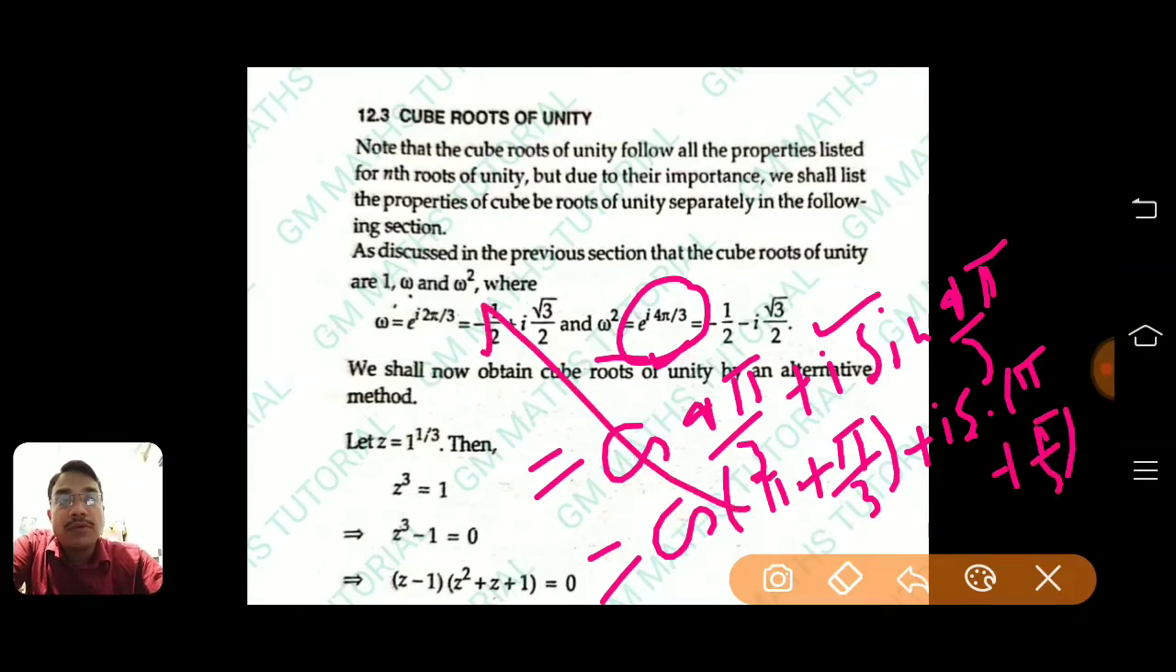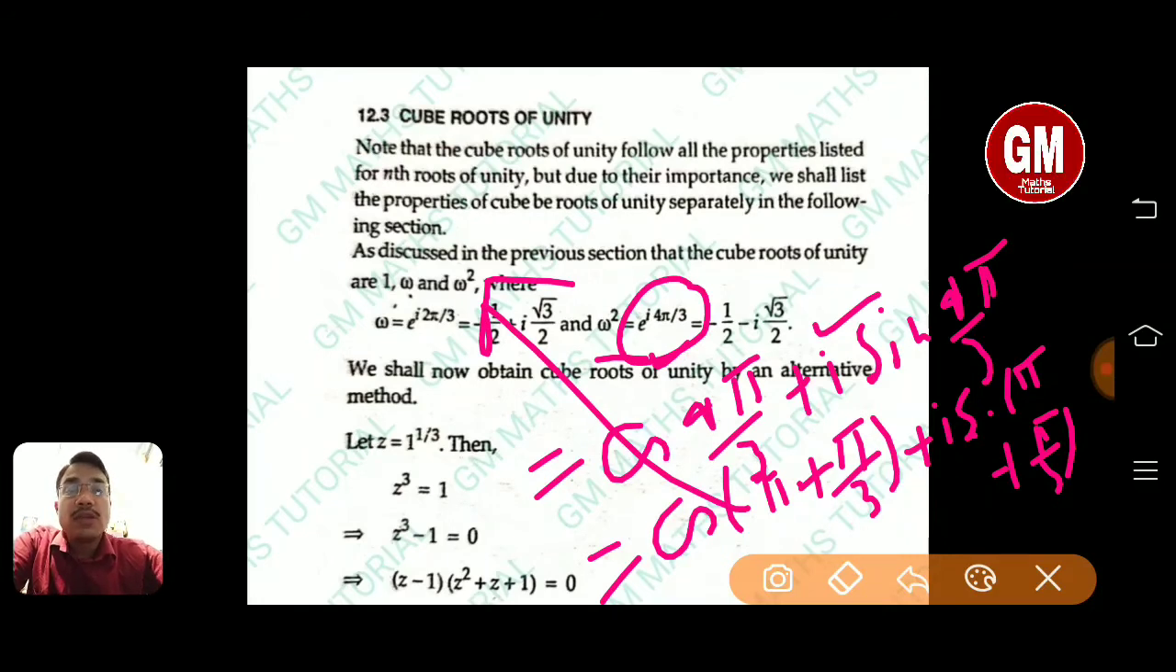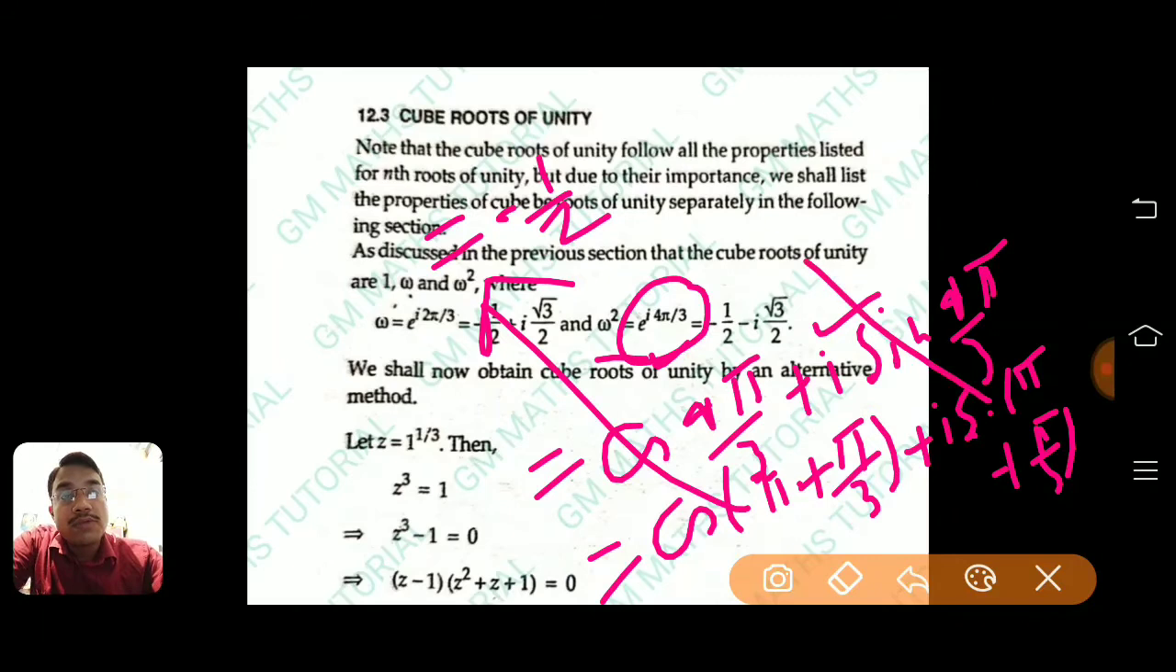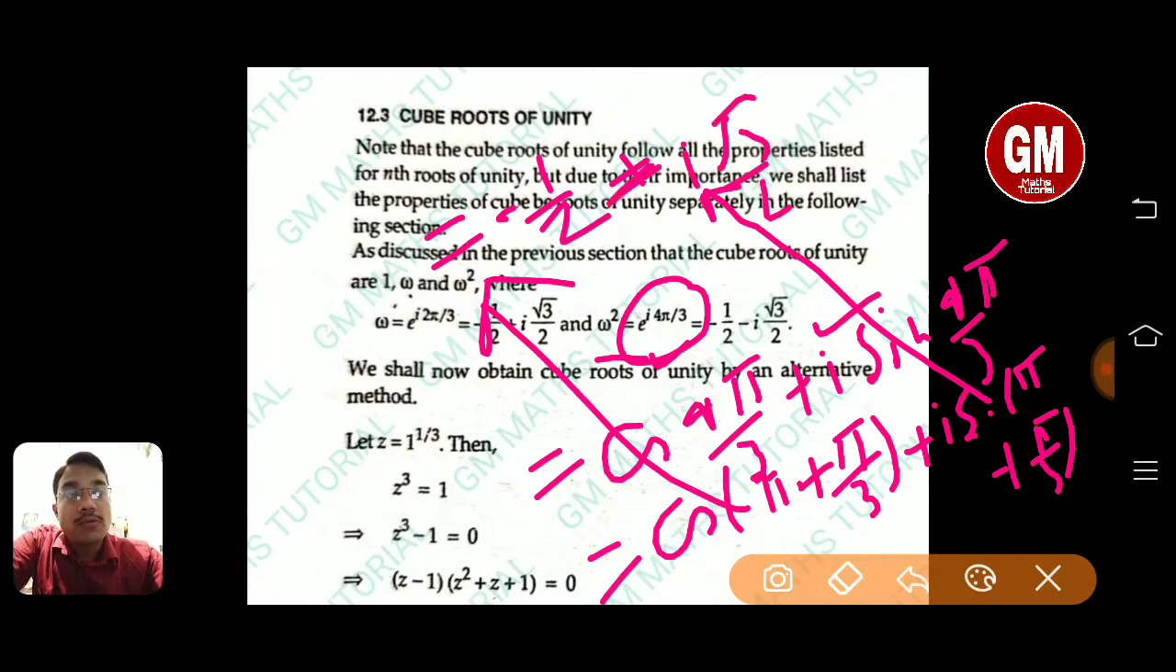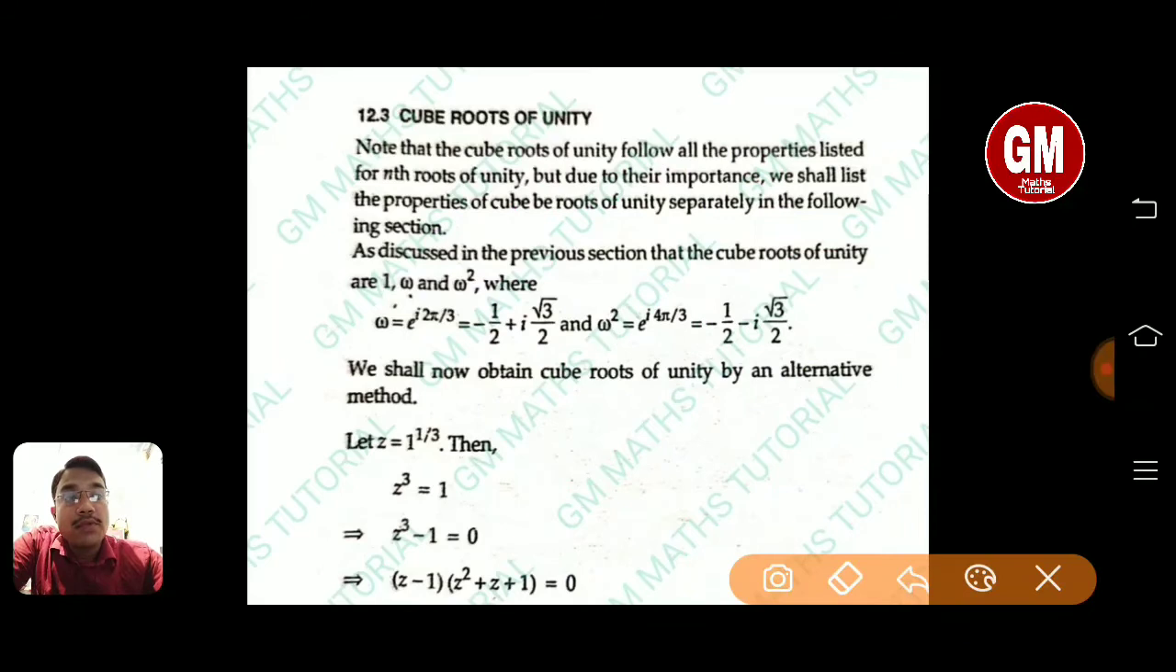Clear? And we know the value of cos(180 plus theta). Cos is negative in the third quadrant, so it will be minus cos theta, meaning minus 1 by 2. And sin(180 plus theta) is also negative in the third quadrant, while positive in the second quadrant, so it will give minus i root 3 by 2, because sin(180 plus theta) is minus. So hence it is clear that e^(i 4pi/3) is equal to minus 1 by 2 minus i root 3 by 2.